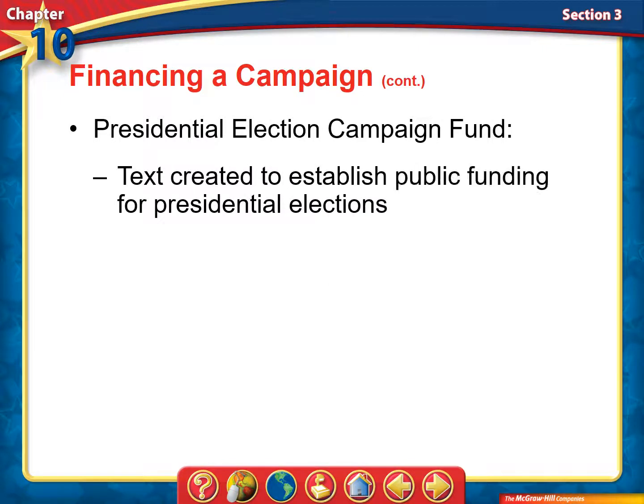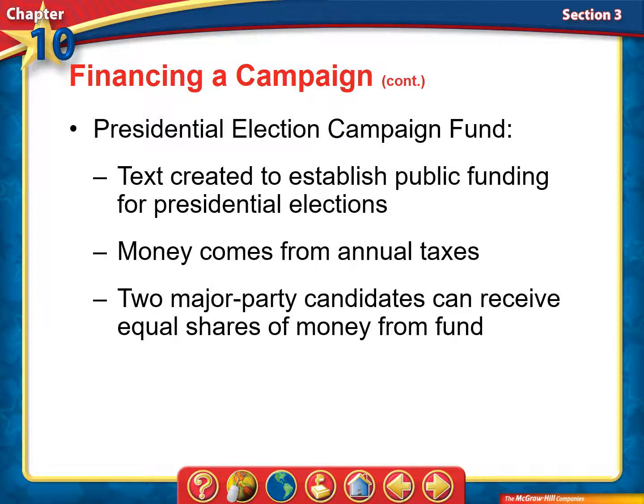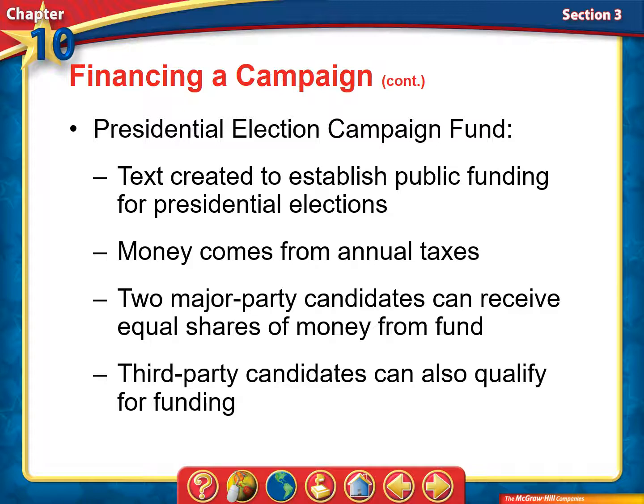There is a public fund that can be used for elections. It's called the Presidential Election Campaign Fund. It was created to establish a public funding source for presidential elections. The money comes each year as part of your taxes. The idea is that our government was hoping to level the playing field when it came to presidential elections. If each candidate gets the same amount of public funding, then money shouldn't be as big of an issue in national elections, theoretically. In fact, even third-party candidates could qualify for funding through the Presidential Election Campaign Fund.